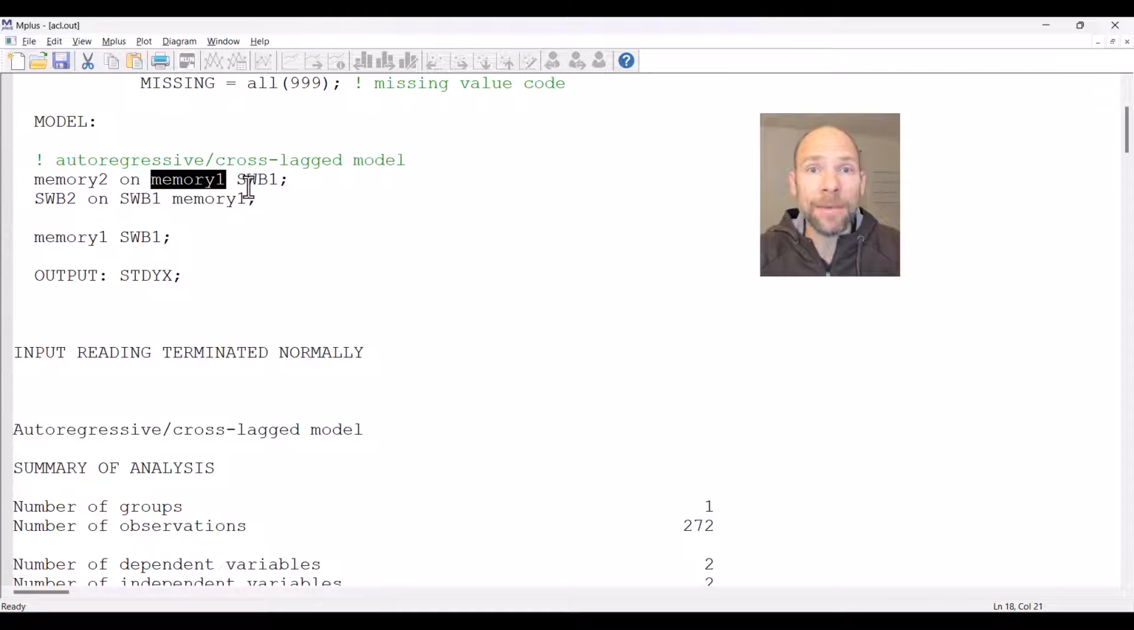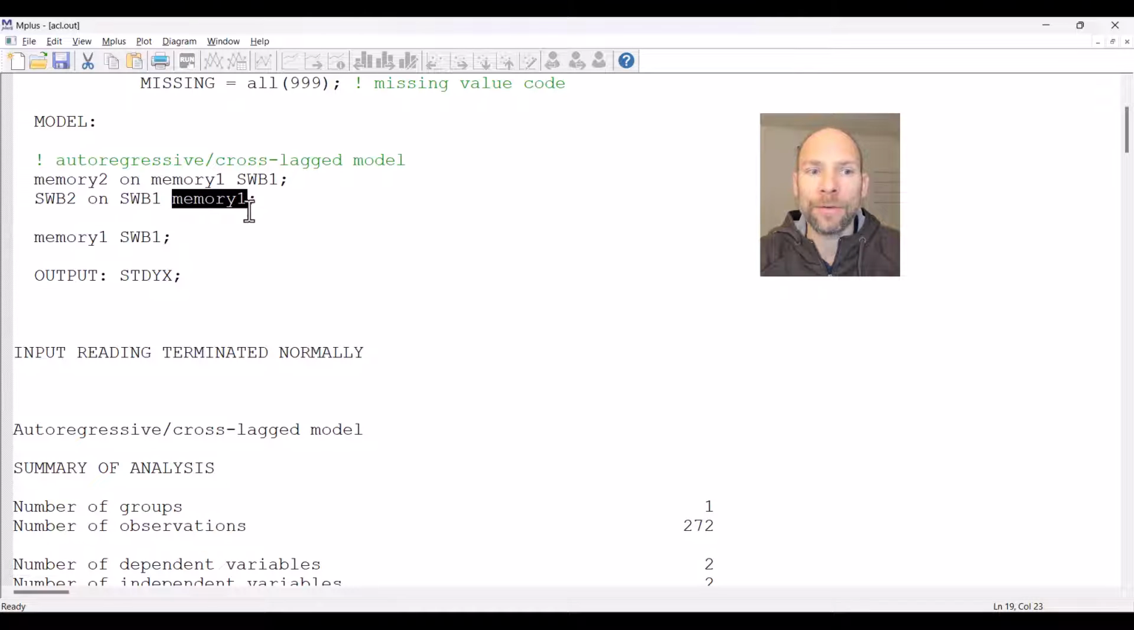We do the same thing also for subjective well-being. We predict the subjective well-being scores at time 2 from the subjective well-being scores at time 1. So that's again the autoregressive effect, this time for subjective well-being. And then in addition, we're looking at whether memory performance at time 1 has an impact on subjective well-being at time 2.